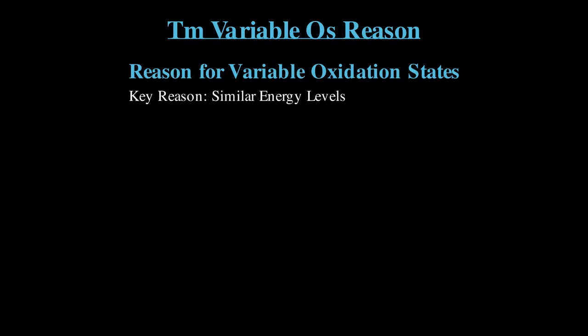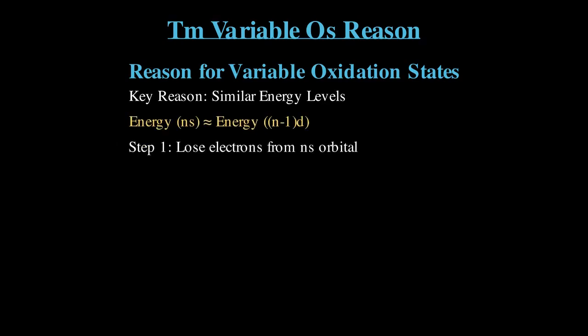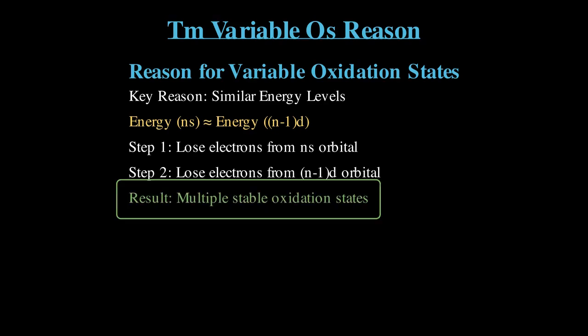So, let's now break down exactly why they show these variable oxidation states. The fundamental reason is that the energies of the outermost ns orbital and the inner (n-1)d orbital are very, very similar. When an atom is ionized, electrons are first removed from the outermost 4s orbital. After these are lost, removing subsequent electrons from the 3d orbital requires a very comparable amount of energy. This small energy difference allows for the removal of 1, 2, or even more d electrons, which gives rise to multiple stable oxidation states. This easy transition of electrons is the key to their chemical versatility.